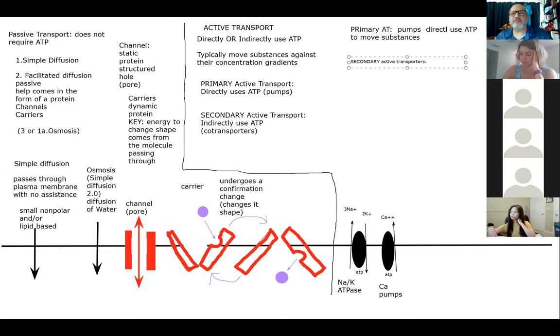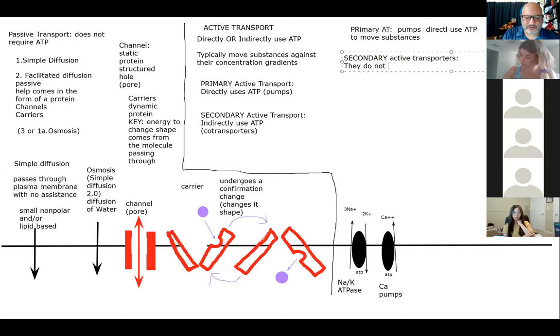Remember, as we mentioned, and let's make this a little bigger, with our secondary active transporters, they do not directly use ATP to move substances. And again, I keep saying ions because ions are the charged particles. Those are usually things that we're moving in and out, but it's okay to say substances as well because glucose, amino acids, other things work like this as well. Instead, they use the energy from another molecule.